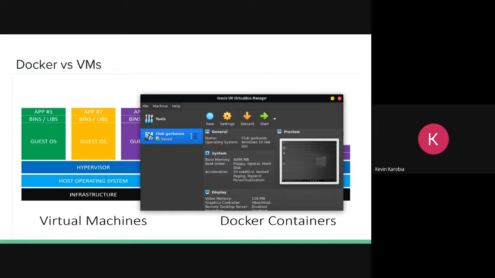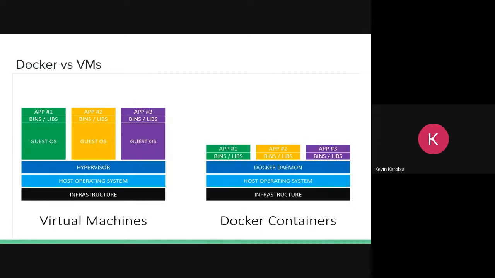On the other side, the advantage of Docker is that all it takes to run is genuinely easier than having a virtual machine. We have the infrastructure as before, and we have the host operating system. But instead of the hypervisor, we have a Docker daemon. And now we have the apps, the binaries, and the libraries on top of that.